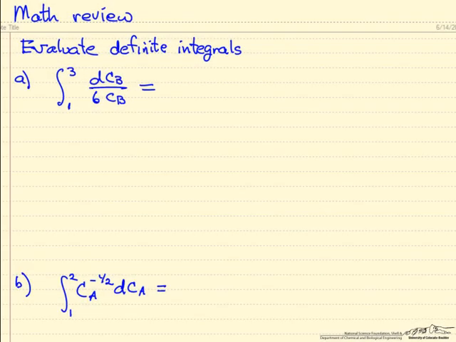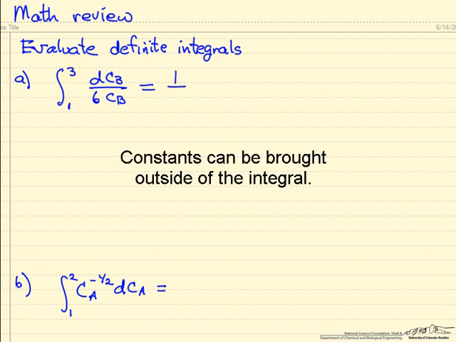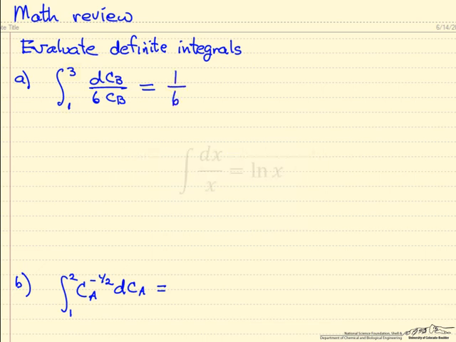In this video, we will review some examples of how to calculate definite integrals, the types that might show up in analysis of kinetics. The first is the integral of the differential, and I've written this as the concentration of B, since that's often how it turns out, divided by 6 times the concentration of B between these two limits. The 6 is a constant. The integral is just the log, and then we're going to evaluate between these two limits.